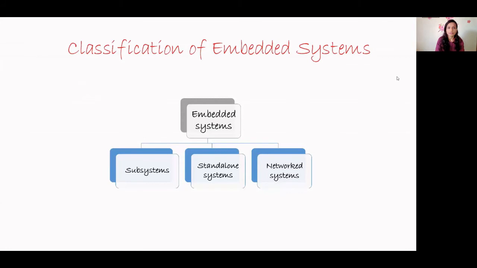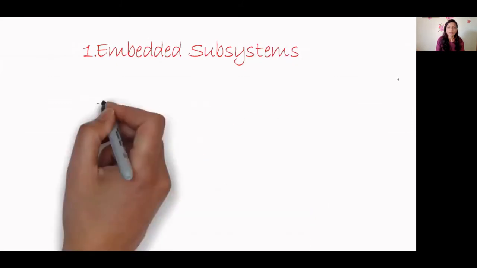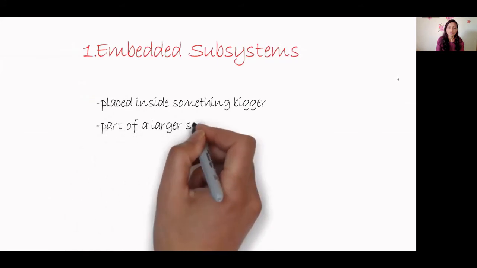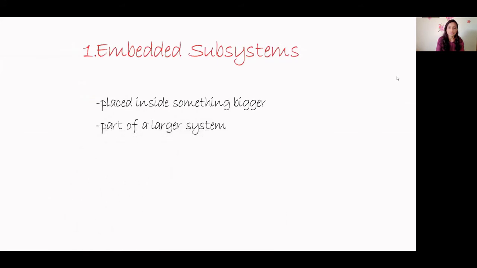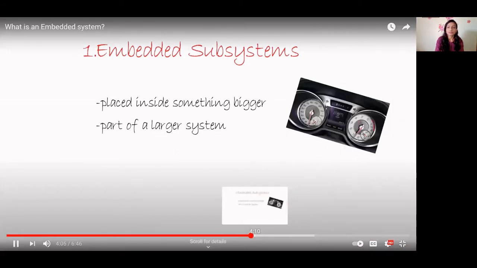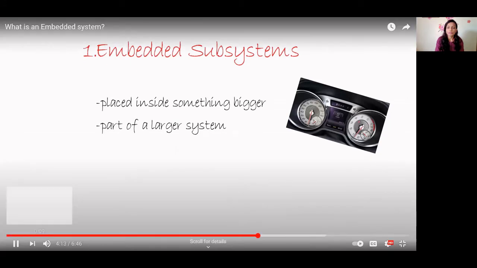Let's first look at the class of the embedded system known as embedded subsystems. The term embedded means placed inside something bigger. This flavor of embedded system is usually a part of a larger system. In fact, this is from where the term embedded system was originally coined. A popular example includes a digital dashboard. The car is the larger system and the display is embedded inside.